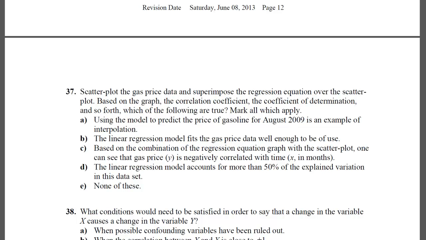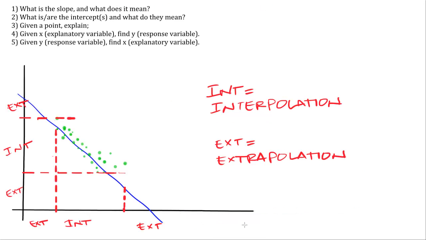But anyway, let's see. A says, using the model to predict the price of gas for August of 2009 is an example of interpolation. Okay, well, let's chat about that for a second. If you look at a typical linear regression example, when you are making calculations within the bounds of the data set, that is called interpolation. And so you can see the data set is here, and you can see the vertical boundaries are these horizontal lines, and the horizontal boundaries are these vertical lines. And so as long as you stay within those lines, you're interpolating, but once you go outside of those lines, you're extrapolating.